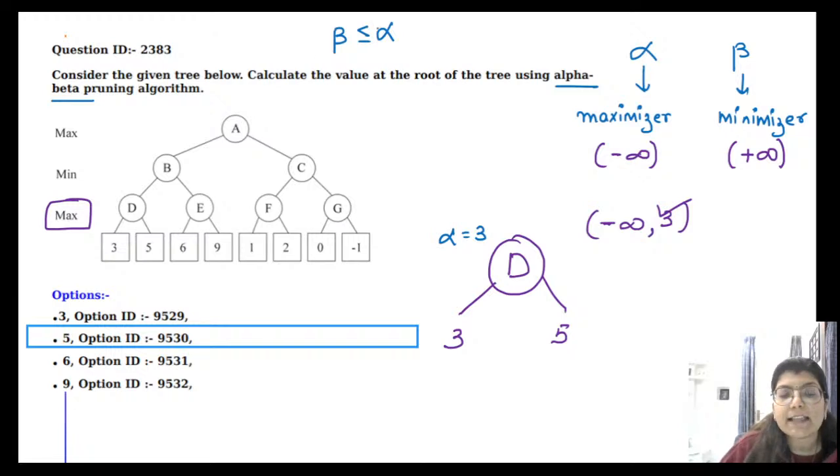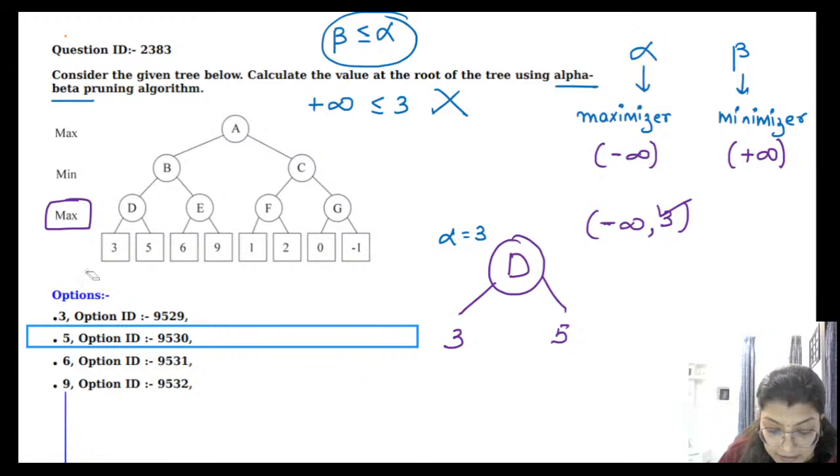अगर बीटा इज लेस देन इक्वल टू अल्फा देन वी विल स्टॉप, अदरवाइज वी विल कंटिन्यू. नाउ व्हाट इज बीटा? बीटा इज प्लस infinity and what is alpha? Alpha is 3. So plus infinity is less than equal to 3? No, this is a false statement. Since this is a false statement, so I will go towards the राइट हैंड साइड. बात समझ में आ रही है?